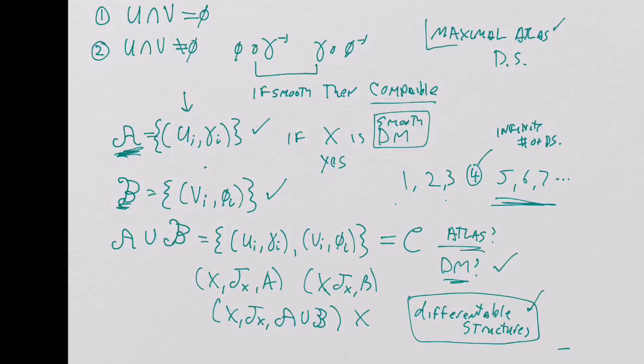So obviously every differentiable structure has a maximal atlas. But in this example, if I tried to add B to the maximal atlas defined by the differential structure associated with A, it wouldn't work because they would be incompatible. There would be an incompatibility somewhere in that union.